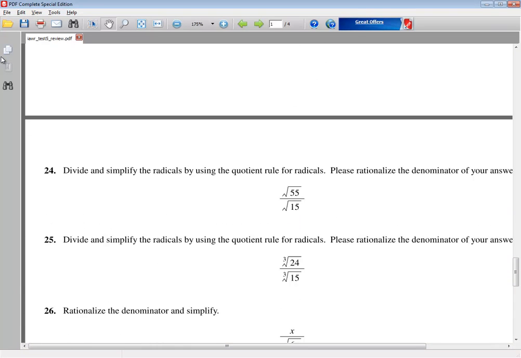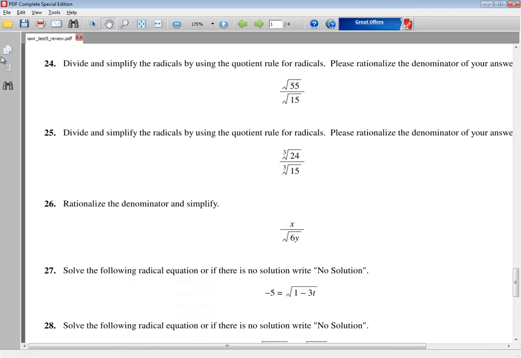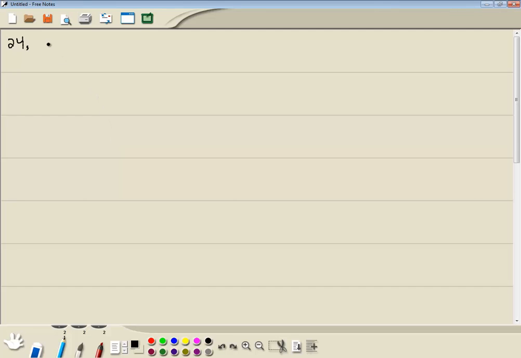Okay, so 24. We have square root of 55 over square root of 15. Well, this looks like if I can merge them together into a single radical, it'll simplify a little bit. So that gives me square root of 55 over 15. And those are both divisible by 5. So that gives us square root of 11 over 3. And now I must split it back apart. So I got square root of 11 over square root of 3.